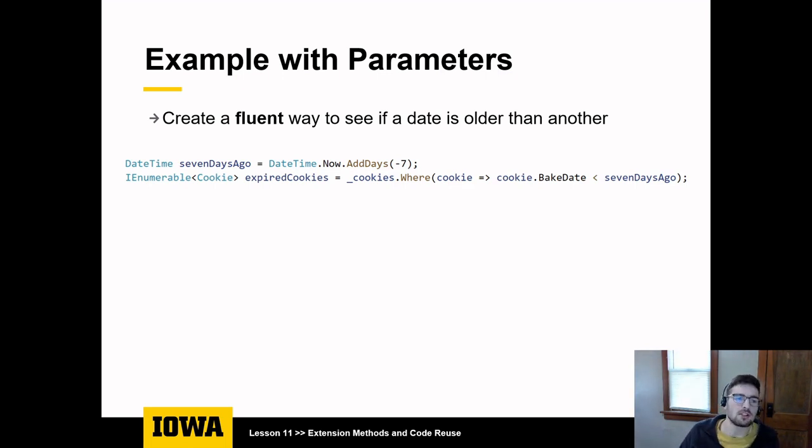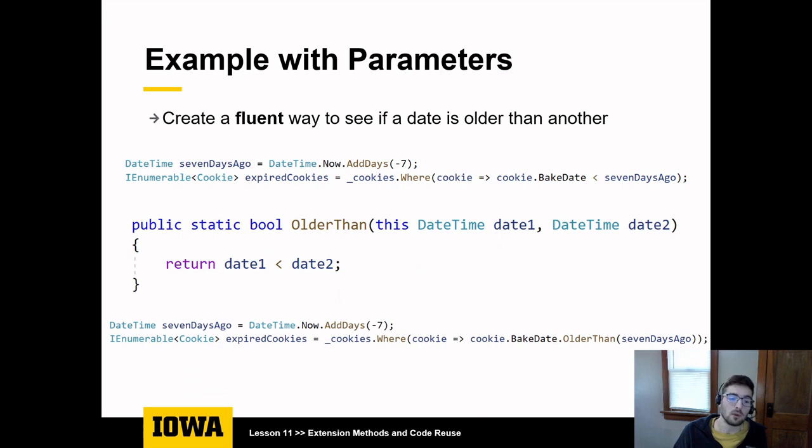in programming you can have this notion of something feeling fluent, reading fluently, and the less than sign, while working with datetime objects, it's not obvious to me that this means older than 7 days. It's not obvious that's what that means to me. I kind of have to decode the syntax a little bit. So if we wanted to read more naturally, more fluently, we could create an extension method with an additional parameter to do this. So we have this extension method called OlderThan.